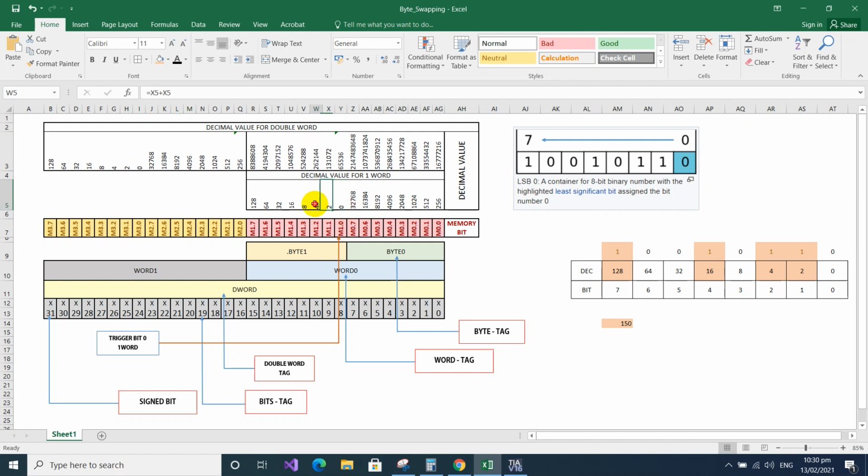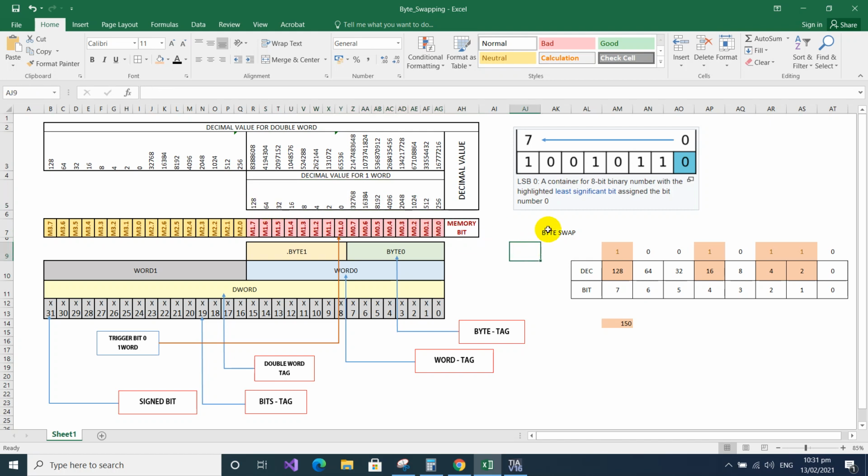And then 2, 4, 8, 16, 32, 64, 128. And then the next will be the first byte. So this is what we call byte swap. It will swap. This is only applicable for decimal value. I hope you understand.